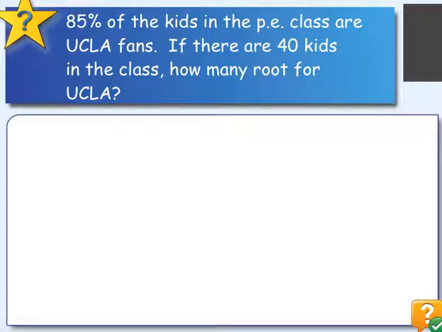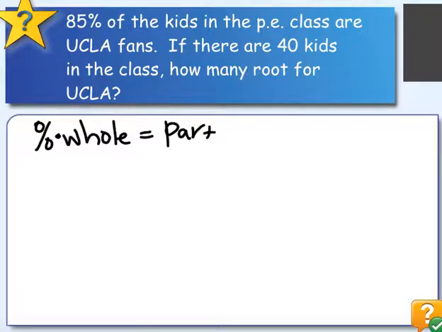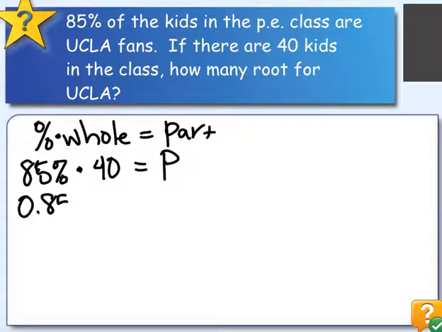So, first when we're looking at our equation, remember that we can say something like percent of the whole, so percent times the whole, will give us the part. Okay, so in this case, we want 85%. We do know the whole, which is 40 students, and that will give us the part that we want. Well, in this case, we can't really multiply by a percentage, so we turn it into a decimal of 0.85, or we could turn it into a fraction of 85 over 100, and we get our part.